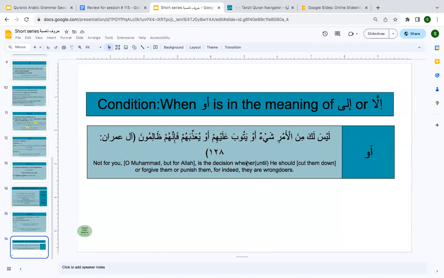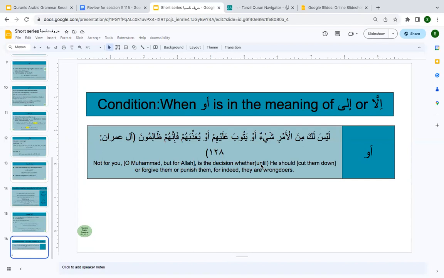You will see it can have a meaning of or as well. It may be translated as or whether, but in an ideal world, the meaning should be until or except. Remember, your English translation can never justify Arabic. There will be many cases where you are not finding the same translation in English or Urdu.